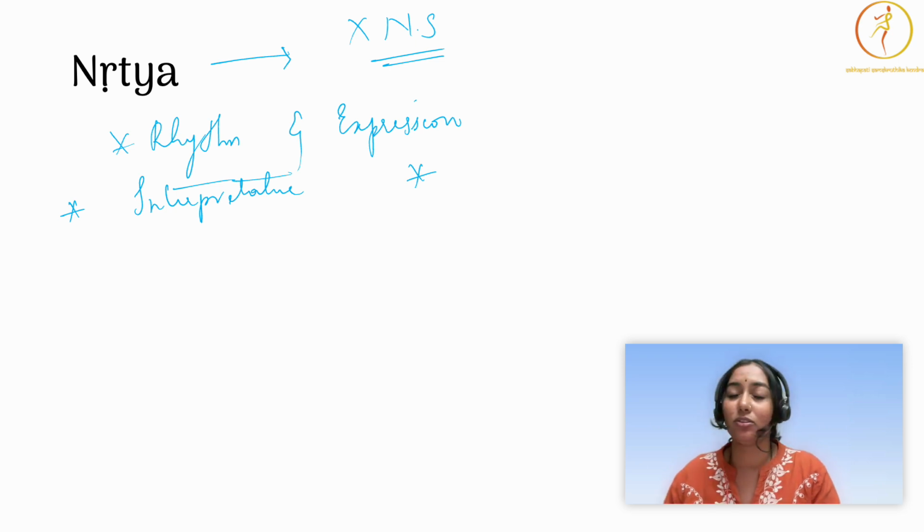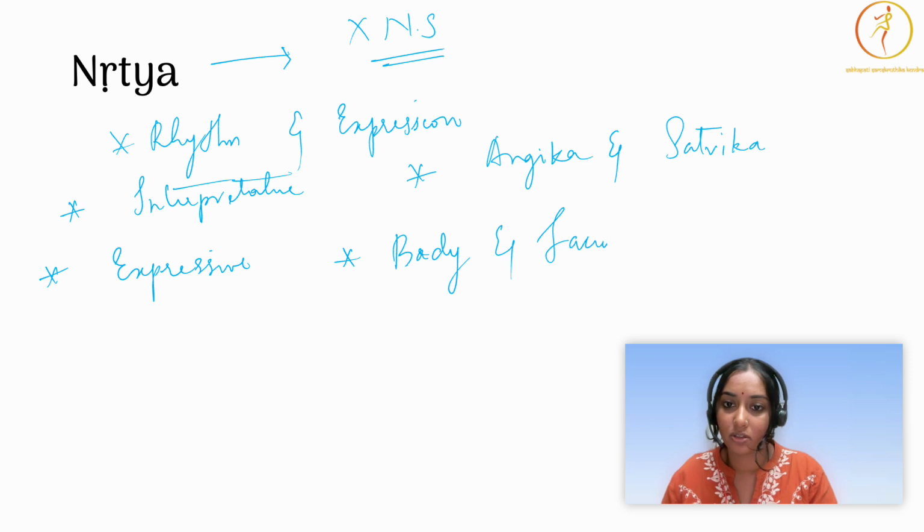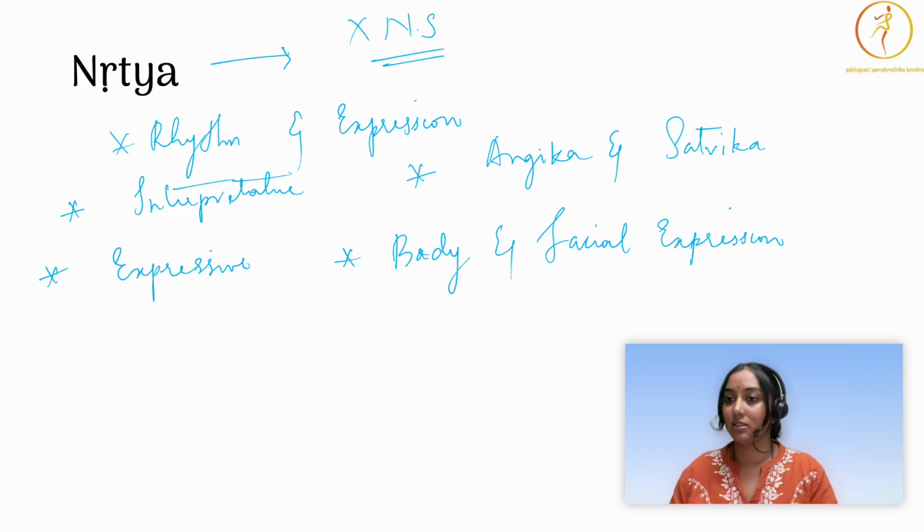Bharata does not say this. The later scholars say it is that which makes use of abhinaya, both angika and satvika. Where is Vachika Abhinaya left? No idea. So Nritya is that which is expressive in nature, and it has body movements and facial expressions to convey. Okay, so this is Nritya.